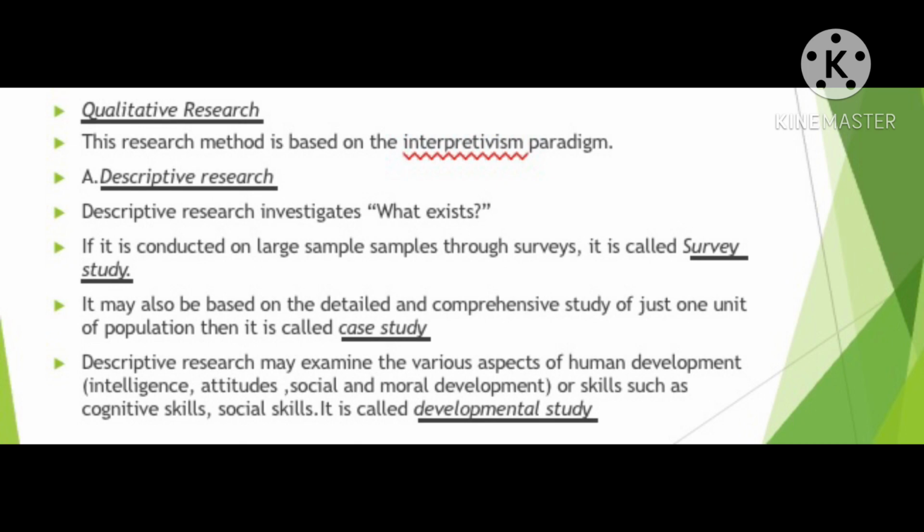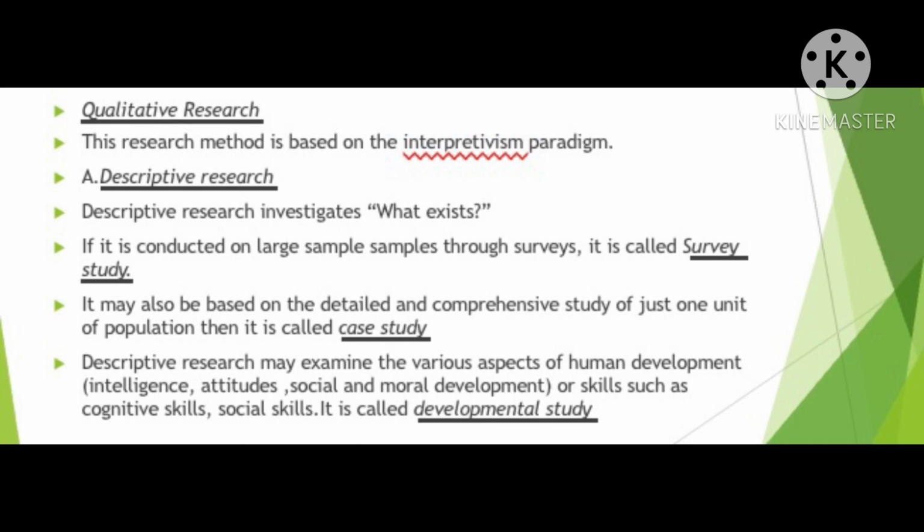Which is a survey study? Usually descriptive research studies the present, that is, what exists and what is happening at present. It is regarding the present situation. When it is conducted on a large sample or large population, then we can call it a survey study. Whenever we do a very detailed study of one participant or one sample from the entire population, then we can call it a case study.